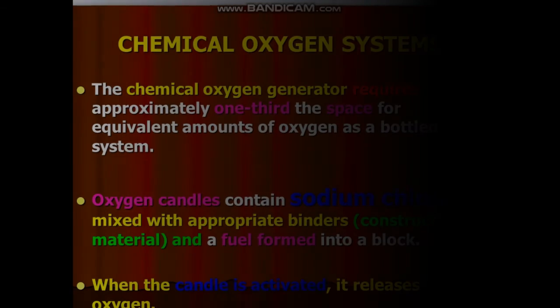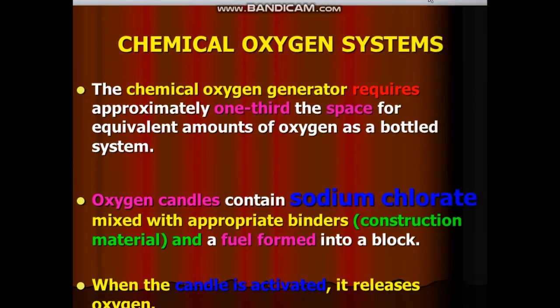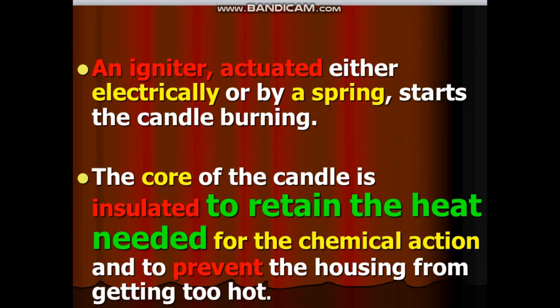Chemical oxygen systems. The chemical oxygen generator requires approximately one third the space for equivalent amounts of oxygen as a bottled system. Oxygen candles contain sodium chlorate mixed with appropriate binders and fuel formed into a block. When the candle is activated, it releases oxygen. An igniter, actuated either electrically or by a spring, starts the candle burning.